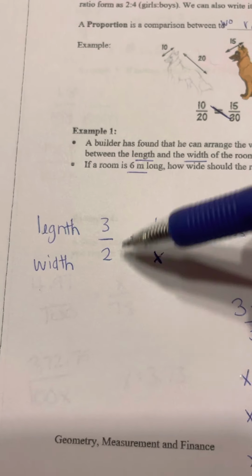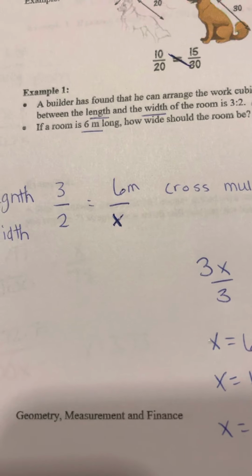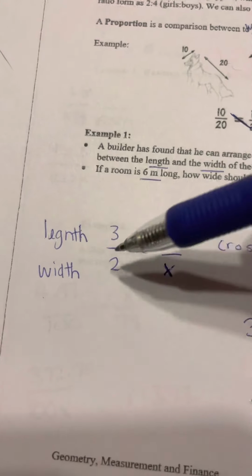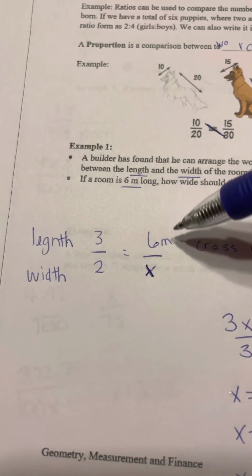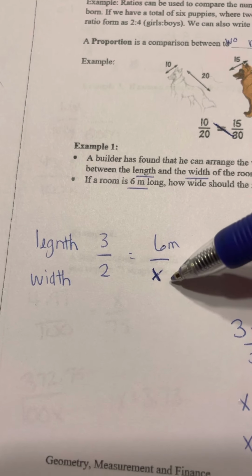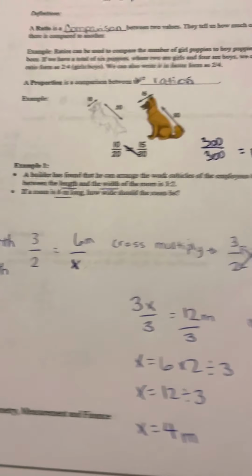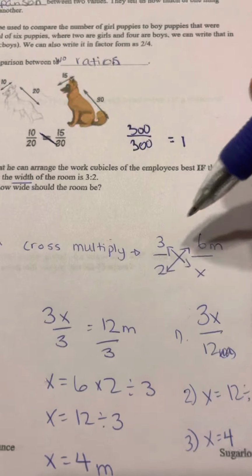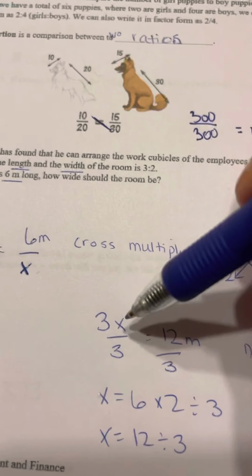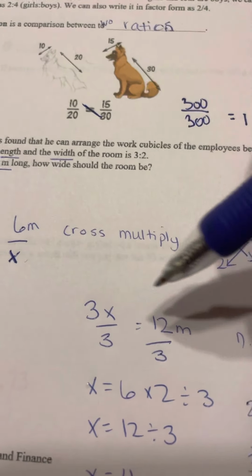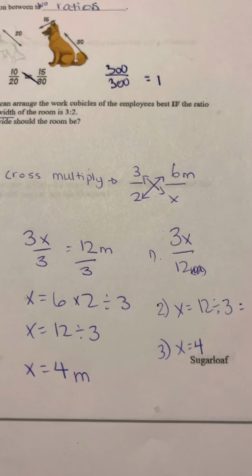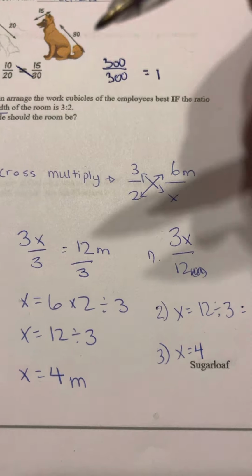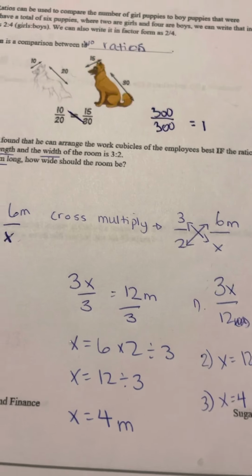So if 3-to-2 is the ratio here, maybe get it into a fraction. And then if it's 6 meters, we need to look for the x on the bottom. We do a cross multiply. You get 3x over 3 equals 12 over 3. So now we have to just get the x.